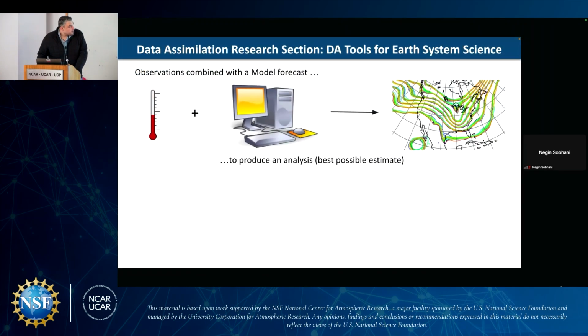I would like to talk to you about the kind of data assimilation tools we provide here in CISL for Earth system applications, especially for the science applications that you run here in RAL. At its core, data assimilation is the process where you combine observations with a forecast from a model in order to obtain an analysis, or the best possible estimate of the system.